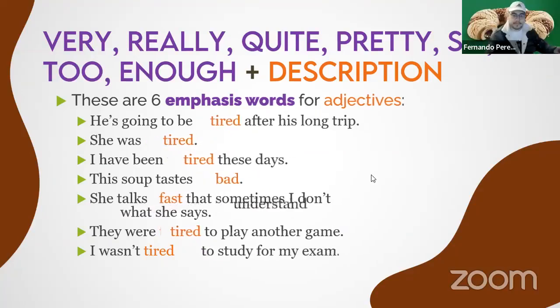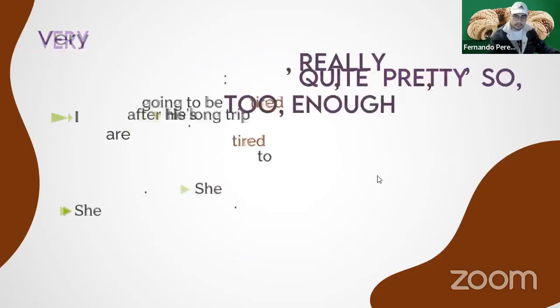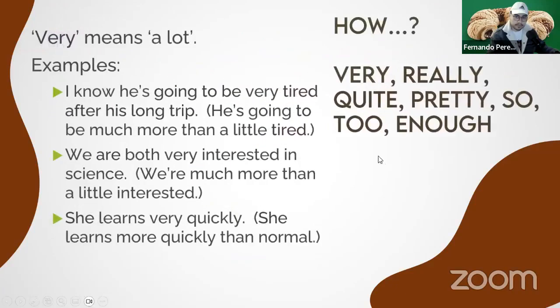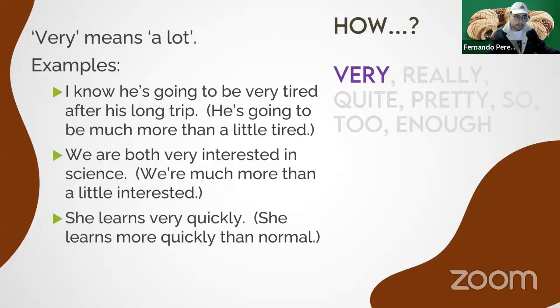First situation. From very, really, quite, pretty, so, and too, we're going to start with very. What's very? Help me, Karen.